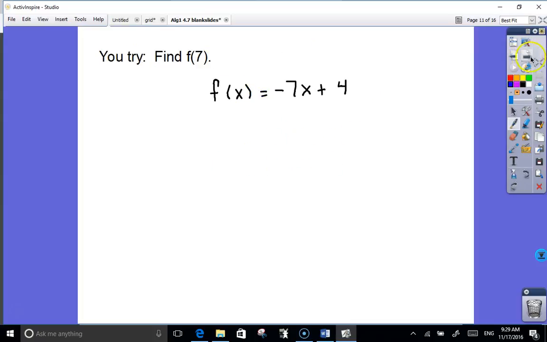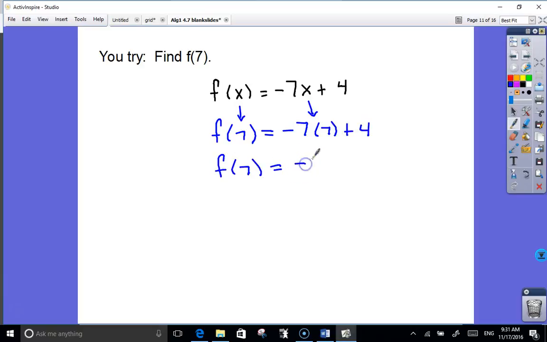Okay, so you try. Find f of 7 for that one. So f of 7. Again, what do I do with the 7? Since we replaced x with a 7 there, we're going to do the same thing here. So f of 7 equals negative 49 plus 4, which is negative 45.